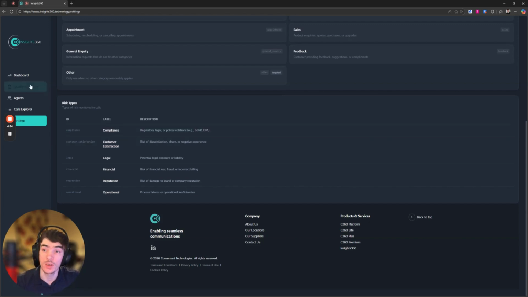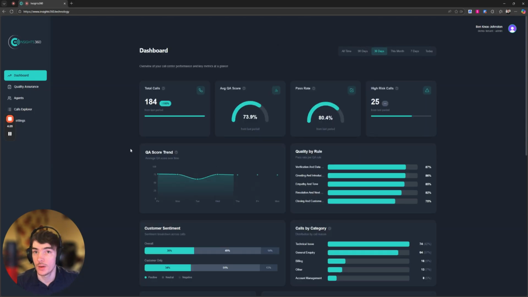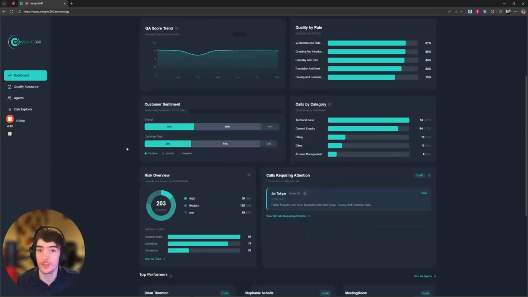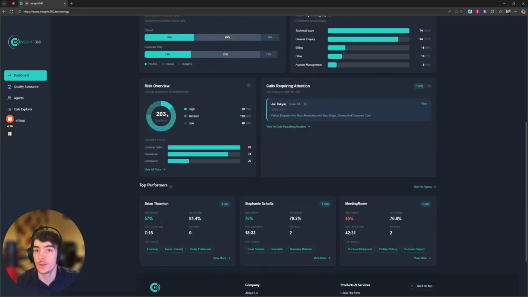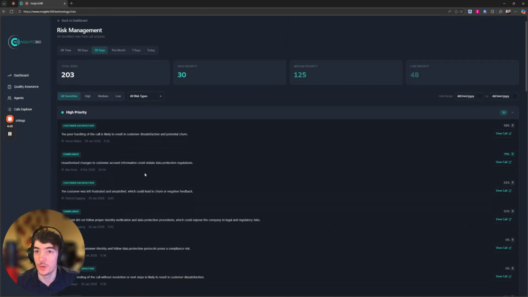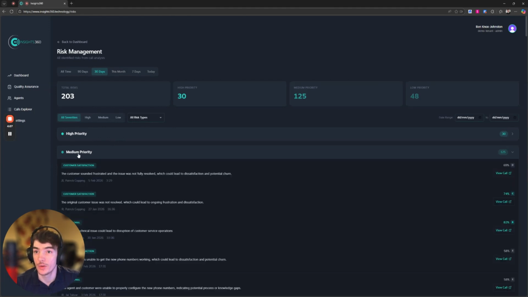And what that will do is it will tell the AI engine behind Insights360 what to look out for when it's analyzing the calls. And you can see here in our environment, we've got a number of risks set for demo purposes. You can see out of 184 calls, we have identified 203 risks to our business. So in a real world environment, that might be slightly over the top. But what it really does do is give us a good amount of data here to understand what our high, medium, and low priority risks are.